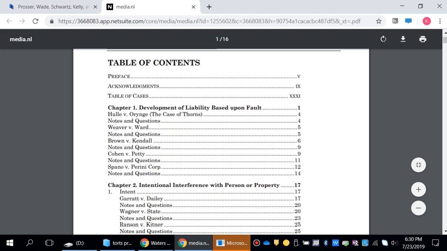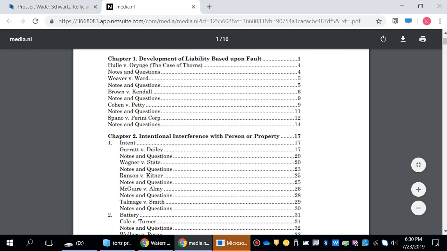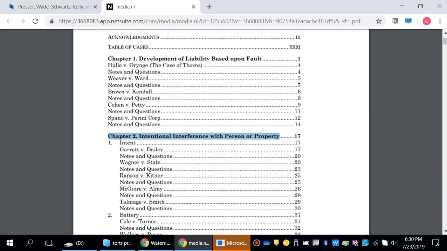And as you move further into the casebook, you're going to learn about one type of liability, which is intentional torts. It's the intentional interference with personal property, which creates, in certain circumstances, a liability, meaning one person is responsible for money damages to another because they've done certain things. And I want you to notice this subtopic, intent. So these cases here in these notes and questions all deal with the concept of intent.